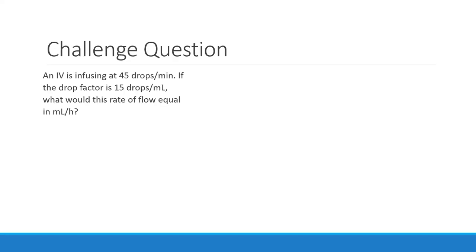This is our challenge question. An IV is infusing at 45 drops per minute. If the drop factor is 15 drops per mL, what would the rate of flow equal in mLs per hour? So now we're converting it to mLs per hour. So what am I looking for? I am looking for mLs per hour. So this is going to be equals mLs over hour.